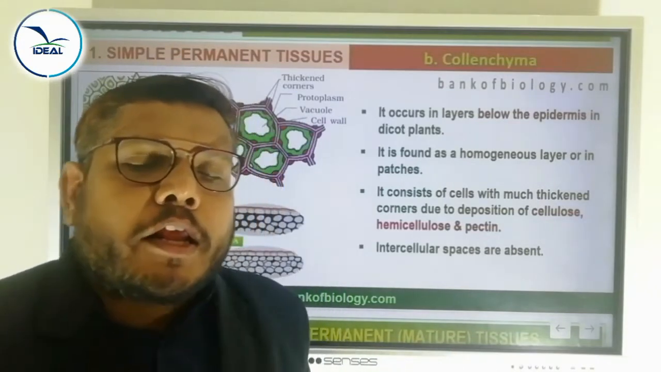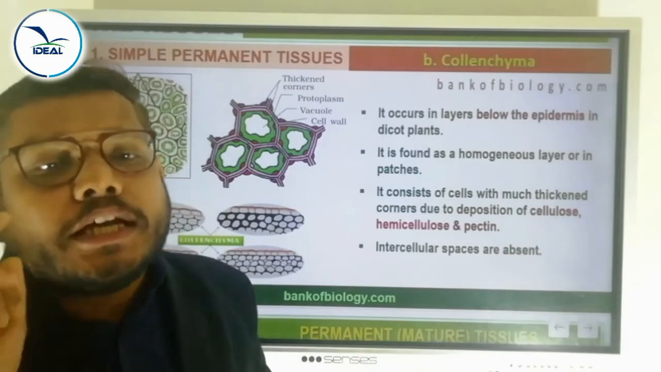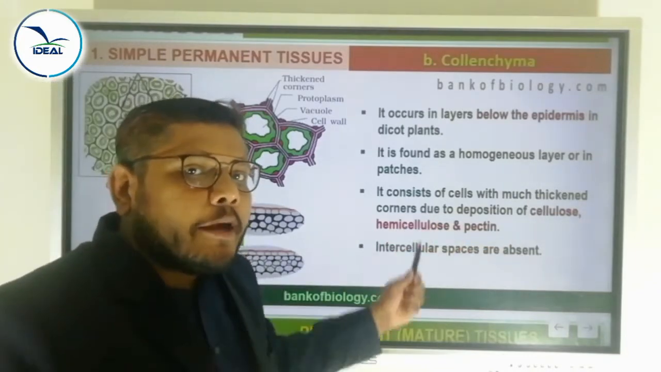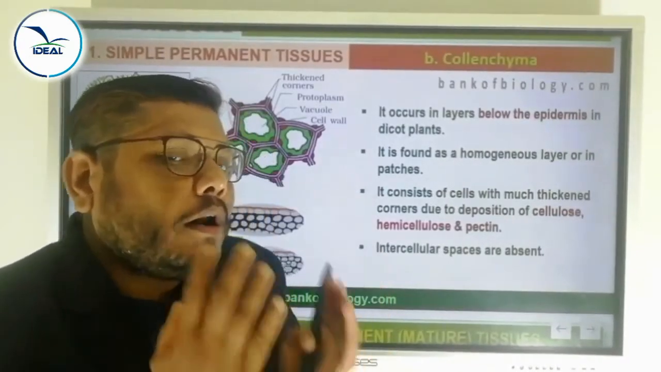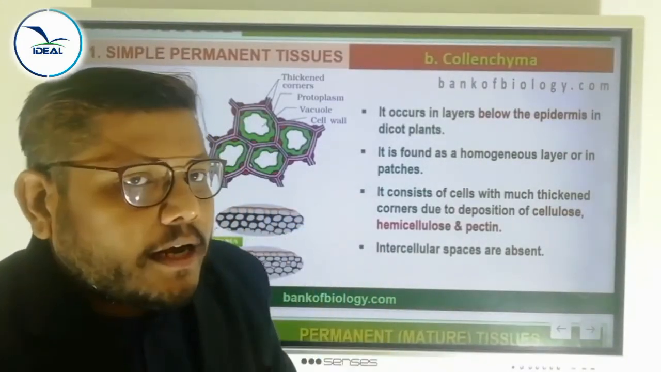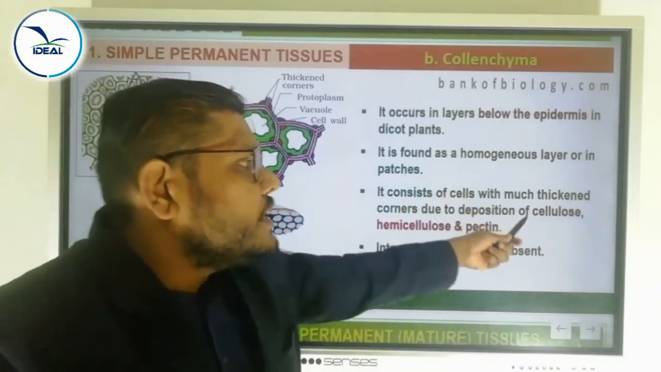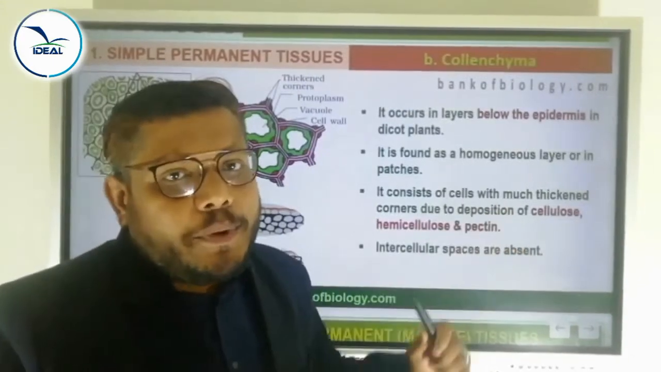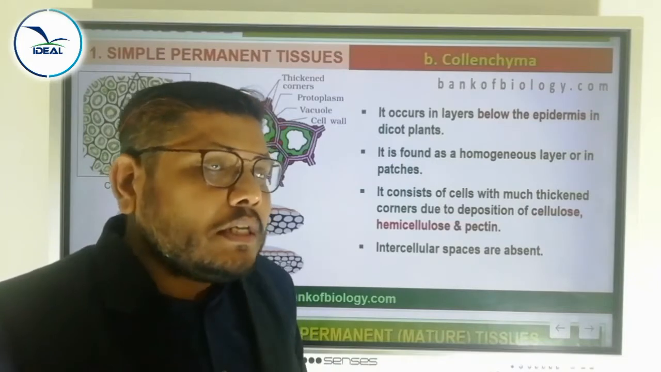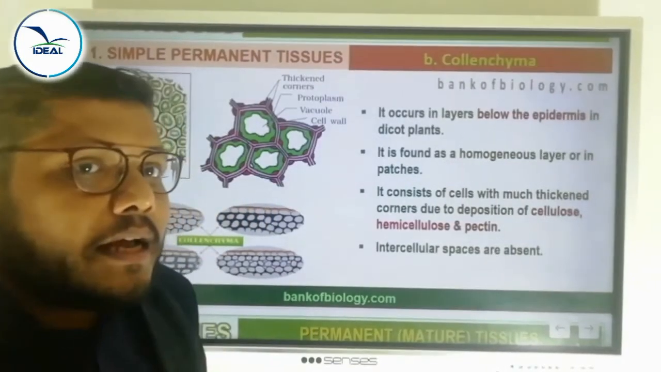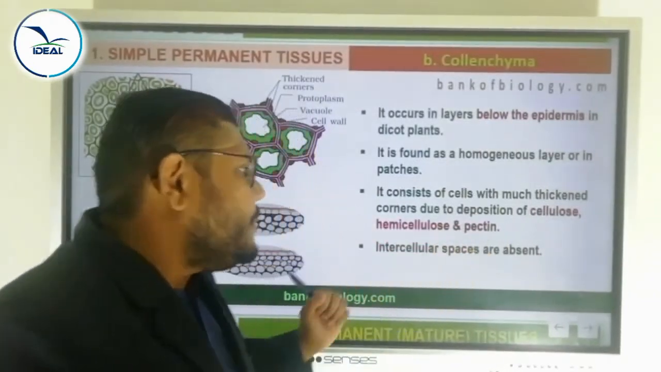So collenchyma consists of cells which are thickened at the corners due to the deposition of cellulose, hemicellulose and pectin. The reason the corners of the collenchyma cell, or its cell wall, are thickened is the deposition of cellulose, hemicellulose and pectin. Is it clear? The parenchyma cell wall is thin and made up of cellulose, but the collenchyma cell is thickened at the corner due to the deposition of cellulose, hemicellulose and pectin.